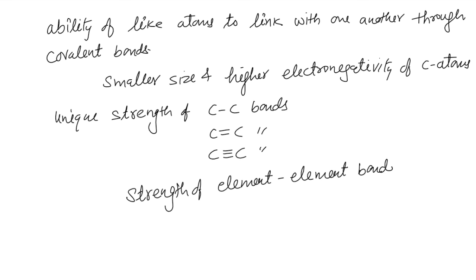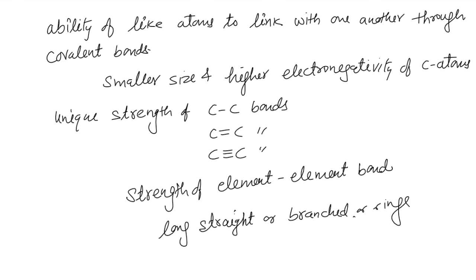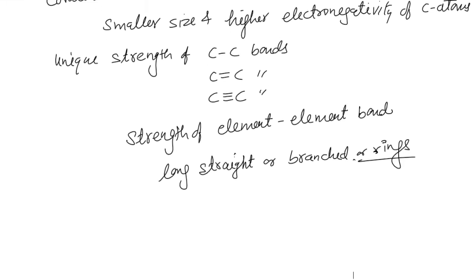And you know the bond energy of the carbon carbon bond is very large, and that's why carbon can form long straight chains, can form ring structures, or even branched chains. You can see the whole of organic chemistry is based on carbon only, okay, and they have different shapes.